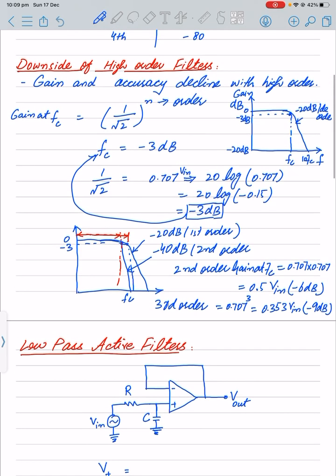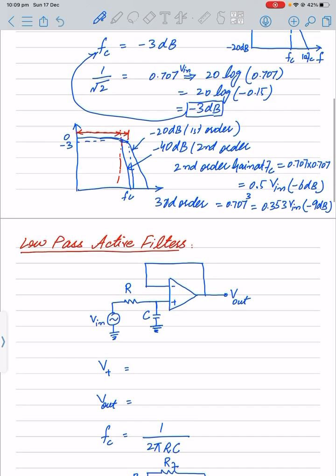So that is the major downside of the higher order filters, that the gain we get is also lower. So to tackle these problems, we move towards the active filters, and we know that the active filters are made from active components, which we said get their power supply from an external source. For example, in the case of our transistors and our op amps.